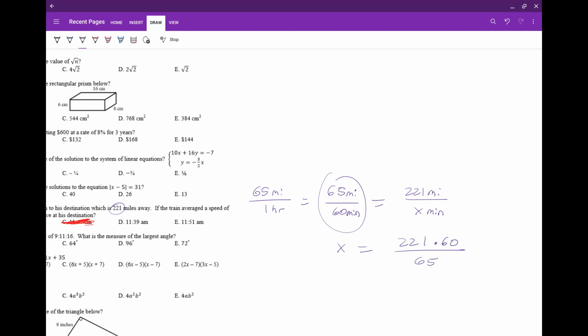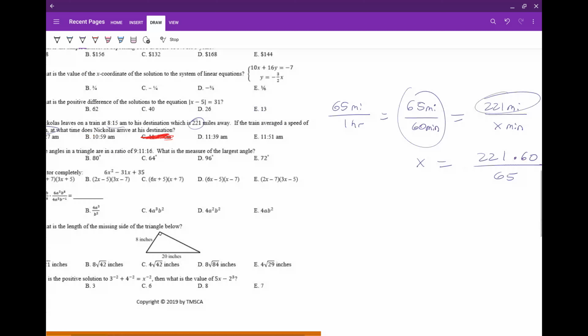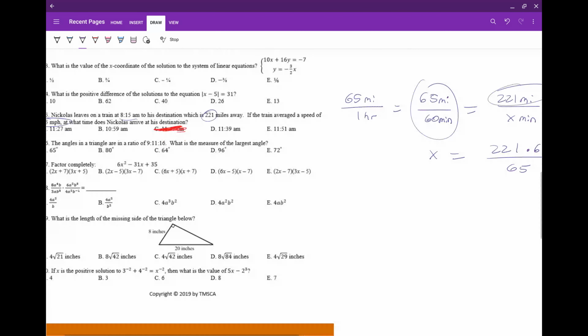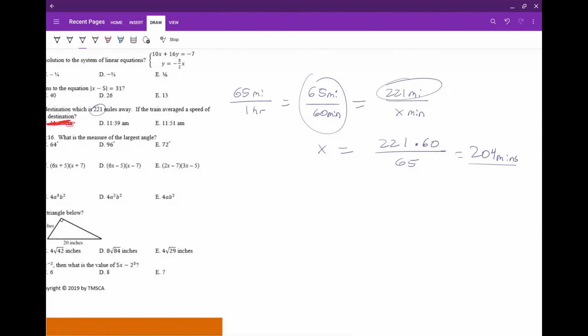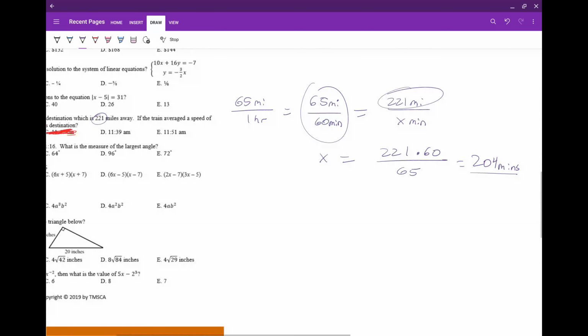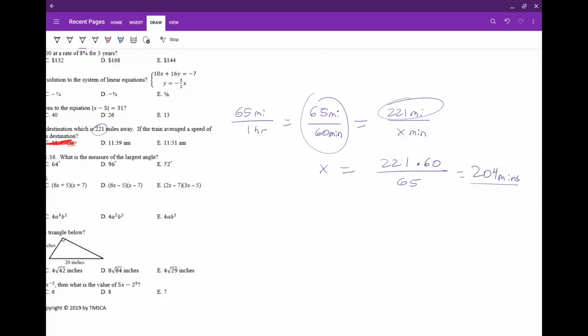You can simplify and all that, but the answer you're supposed to get when you do this is 204 minutes is equal to X. So X, the amount of time it takes to go 221 miles, is going to be 204 minutes. Now, we can't just add 204 to 815. It's kind of hard. So it's best if we divide by 60 to find the full number of hours, and then the remainder minutes we just add on to 815.